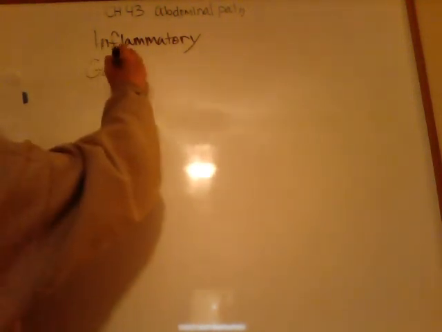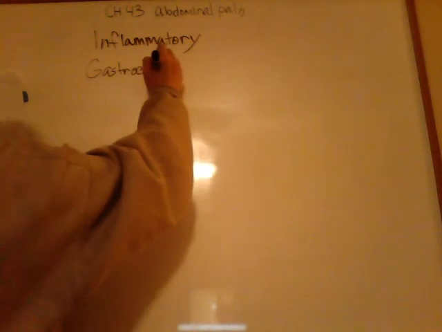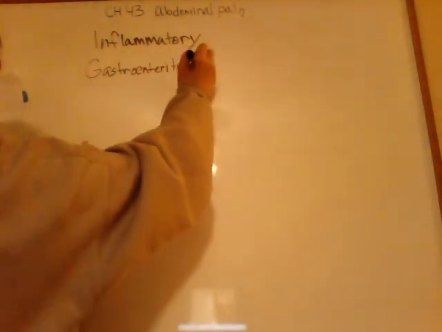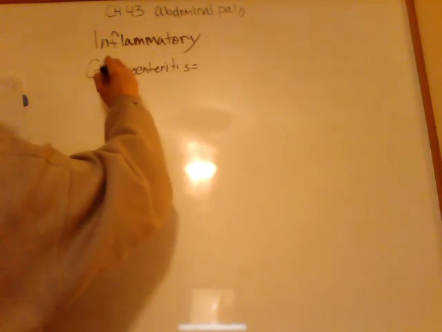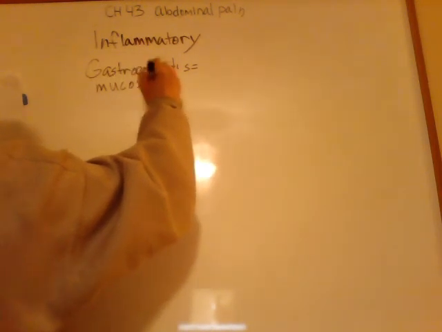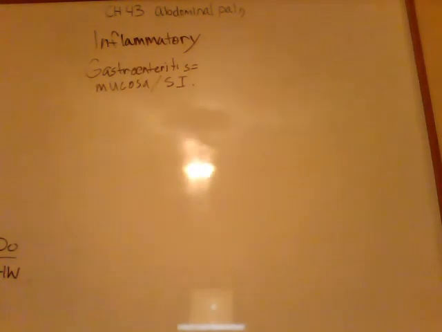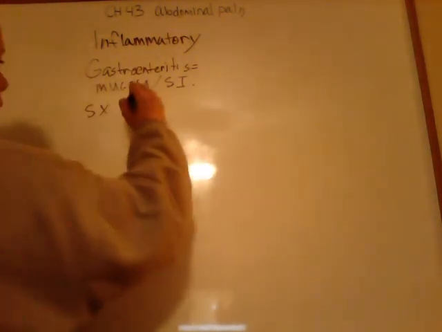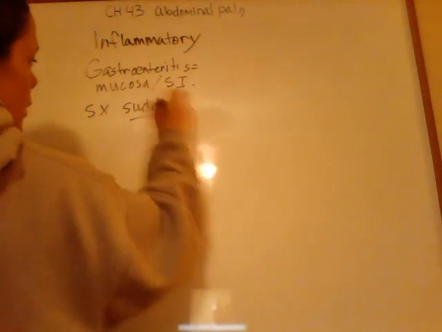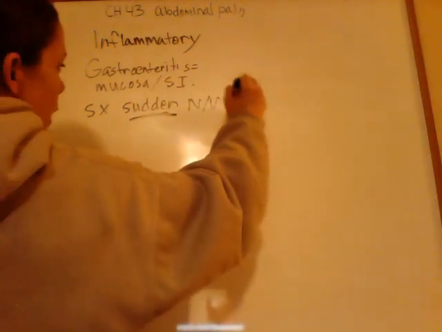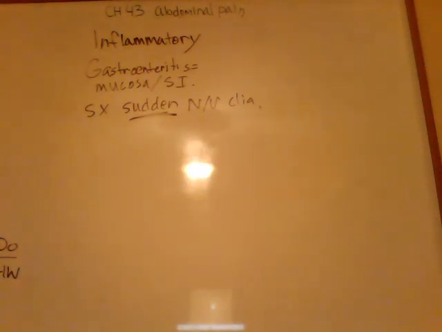The last one here is gastroenteritis. This is inflammation of the mucosa of the stomach and small intestines. The symptoms are going to be sudden. Here's your trick: sudden nausea, vomiting, diarrhea. Cramping, obviously, if you're going to have sudden diarrhea, you're going to have cramping.